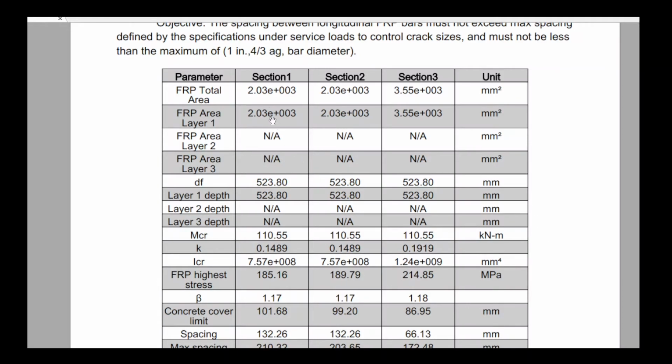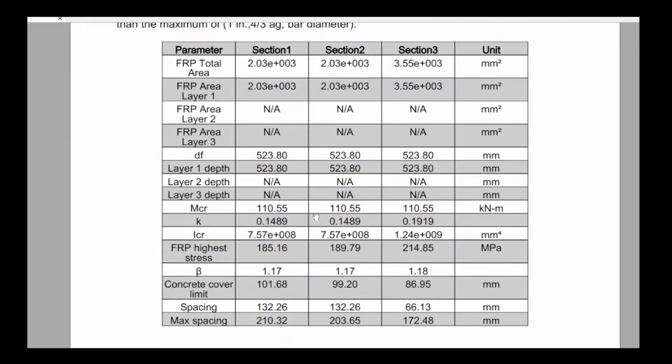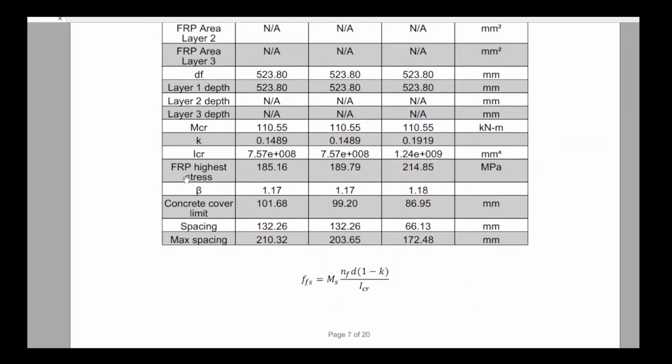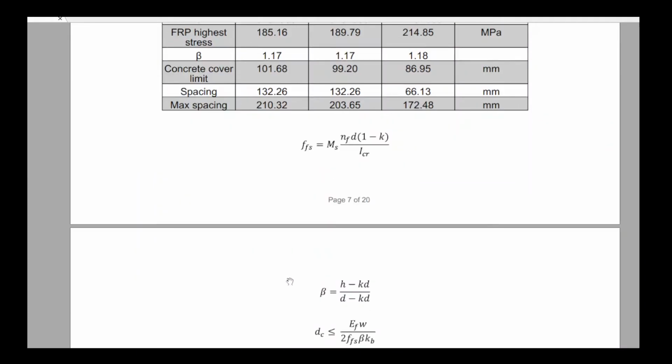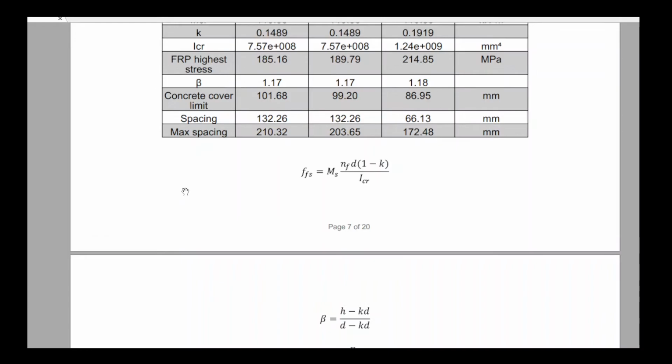So the software tells me at these 3 sections I will need this total area of FRP, at which depth, what's my M cracking, what's K, what's I cracking, what's my stress in the FRP, what's beta, which is also shown in the equation, and the spacing and the maximum spacing allowed between the bars.